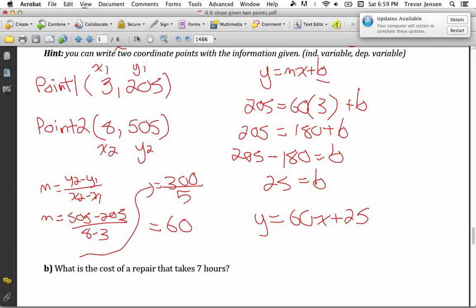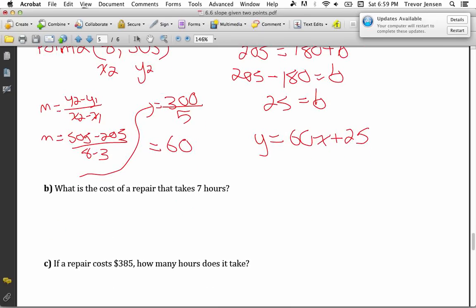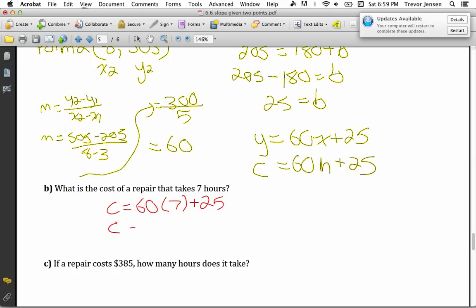And if you want, you can write this equation using different variables for cost and hours. I know my dependent variable is cost, so I can replace y with a c, and I can replace my independent variable, which I know stands for number of hours, with h if I wanted to. And I could use this equation. So what is the cost of a repair that takes 7 hours? So cost equals 60 times the number of hours. So if it takes 7 hours, I'll plug in 7 for hours, plus 25. 60 times 7 is 420, plus 25 is equal to 445. So it would cost $445.